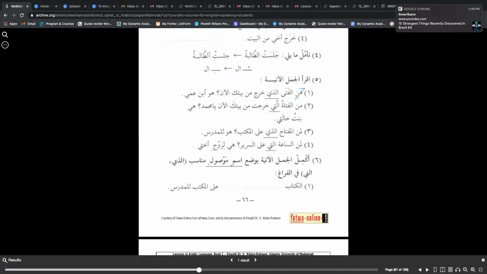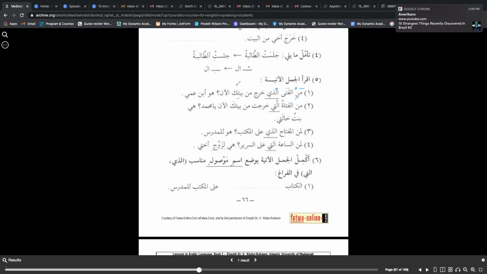So if I stop on men, I say men with a sukoon. Right? I say men like that. But for the flow of reading, when you have this alif lam right after it, this becomes a hamza to wasl, and you say manil fata alladhi, and this goes straight to the lam. Manil fata alladhi. So who is the young man? Al fata alladhi kharaja min bayt.